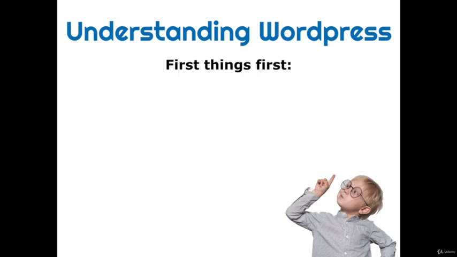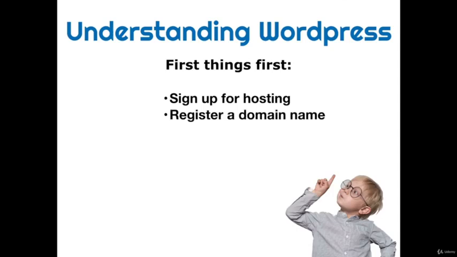So in order to have a WordPress website, we need to start with the following three steps. Sign up for a hosting package, register a domain name. A domain name is the URL of the website, and of course install WordPress. We will start now with the first step, which is hosting.